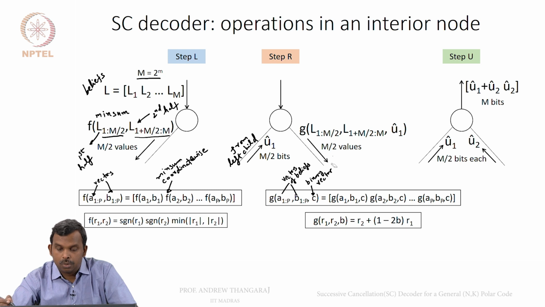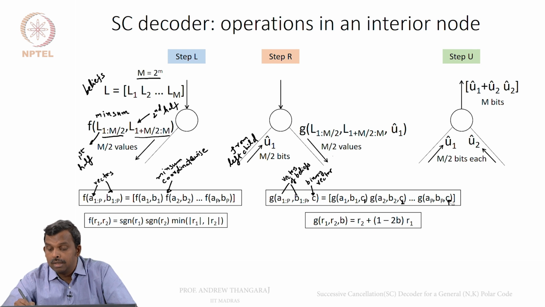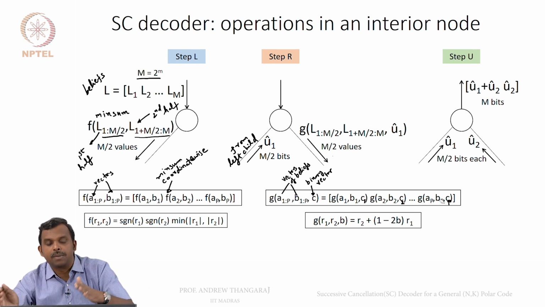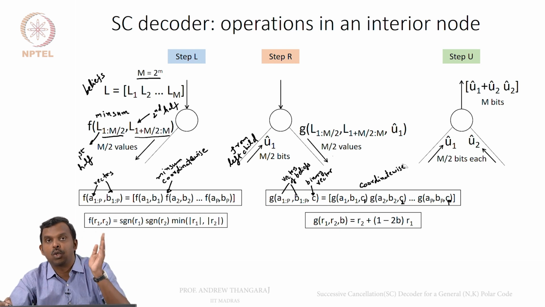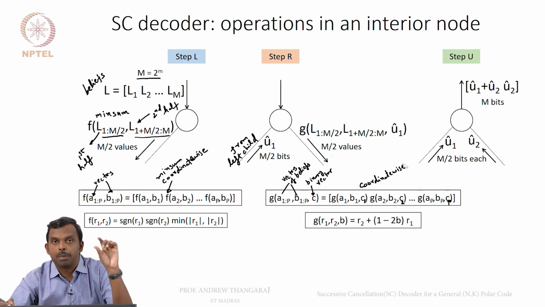So this is a binary vector, that is the decision that's being received here. In the first step, you do G of A1, B1, C1. Here G of A2, B2, C2, and here you do G of Am, Bm, Cm. So you basically apply the G operation coordinate wise. We have seen this G operation before. It's either R2 plus R1 or R2 minus R1, depending on whether or not the bit is 0 or 1.